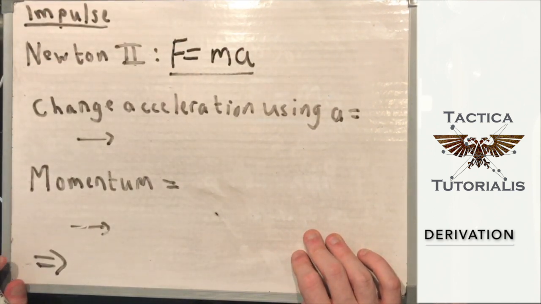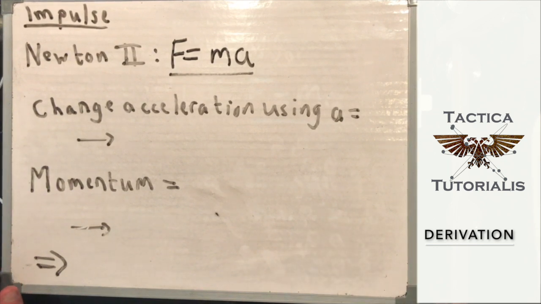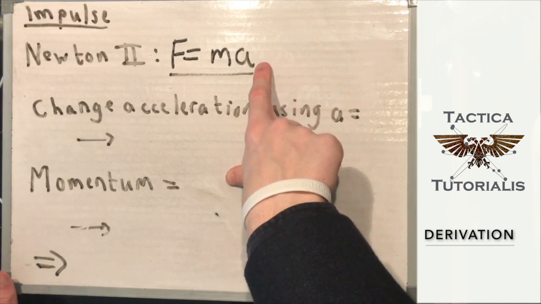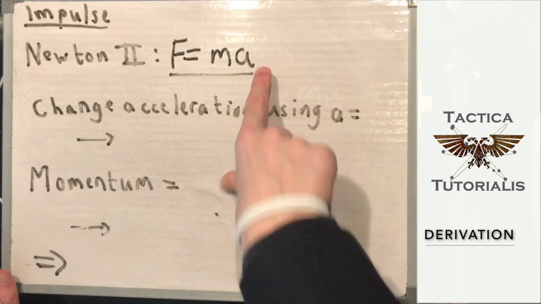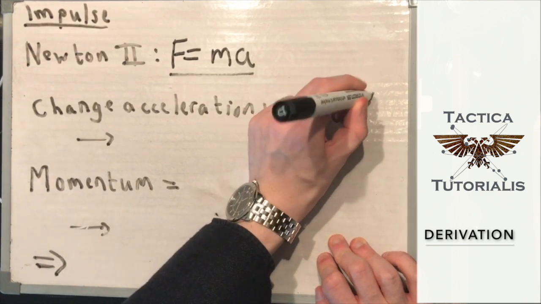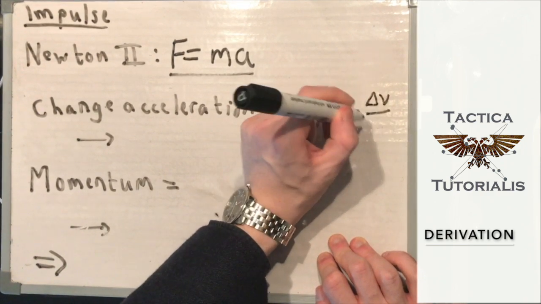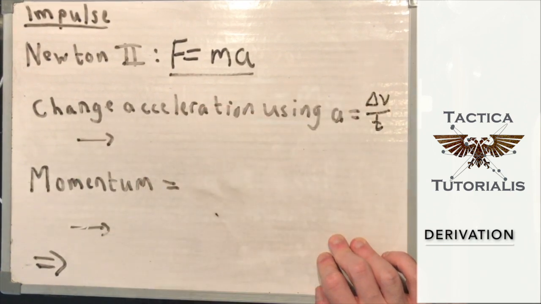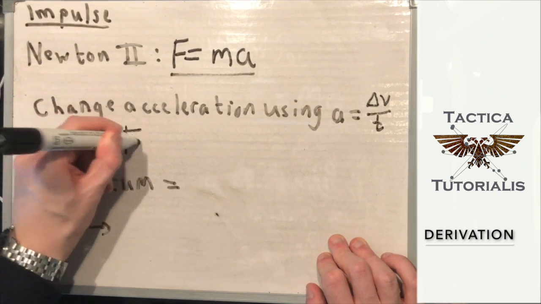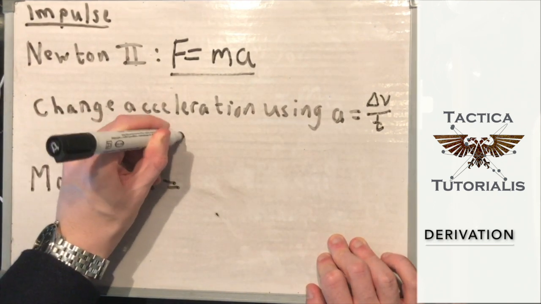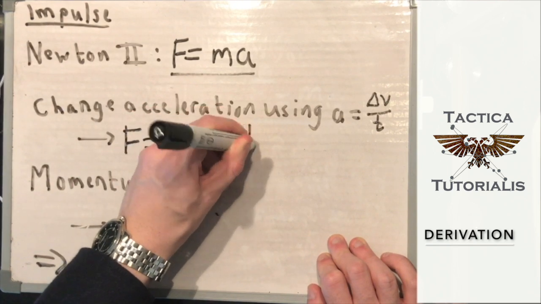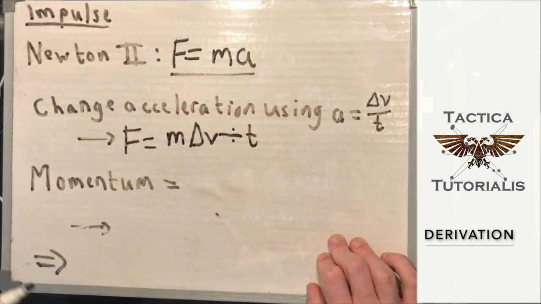Like I say, iconic formula, F equals ma, Newton's second law. However, from the starter, we know we can write acceleration slightly differently. We know that acceleration a is equal to delta v over t. So we can now rewrite Newton's second law as F equals m delta v divided by t. I'm going to write it like that.